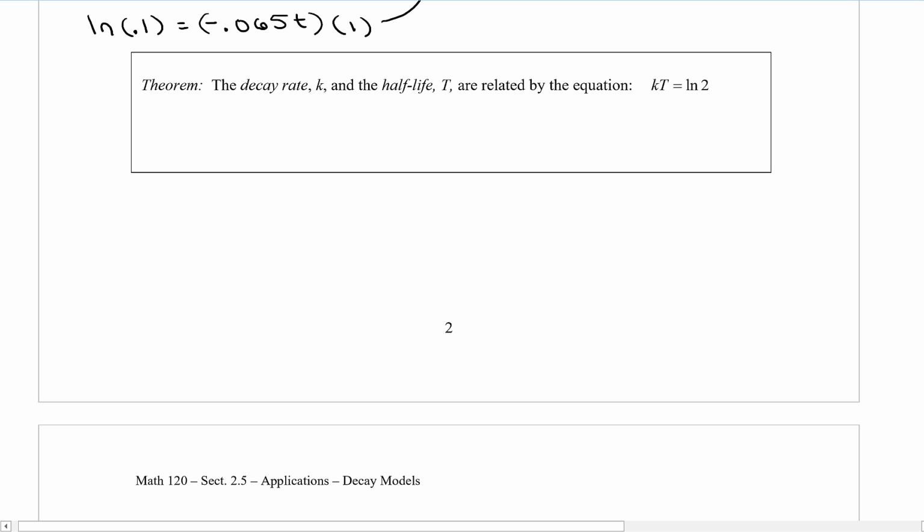Theorem. The decay rate K and the half-life T are related by the equation K times T equals the natural log of 2. If we solve this equation for T, we will get T equals the natural log of 2 divided by K. If we solve this equation for K, then we will get K equals the natural log of 2 divided by T. I have drawn clouds around these equations.